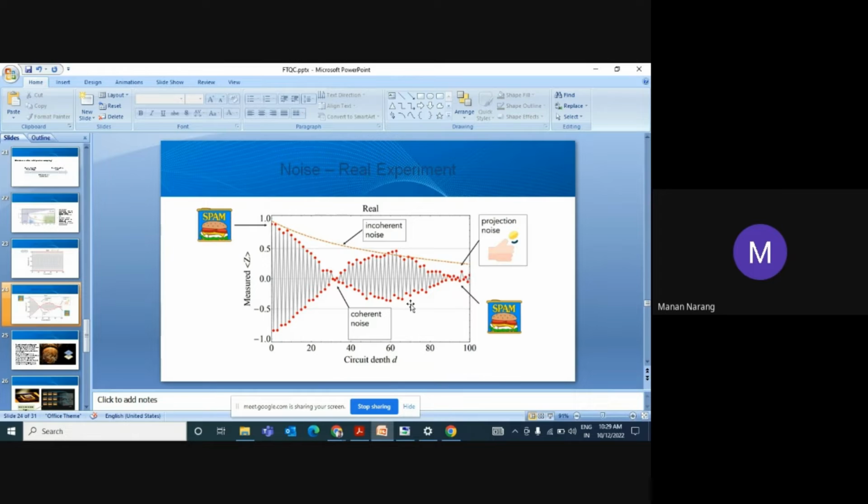That is where we need to have some error correction schemes, so that these kinds of noises can be mitigated from the quantum computer. We have projection noise, incoherent noise, then coherent noise. All these things affect the result of the quantum computer, and it affects the outcome of the application.